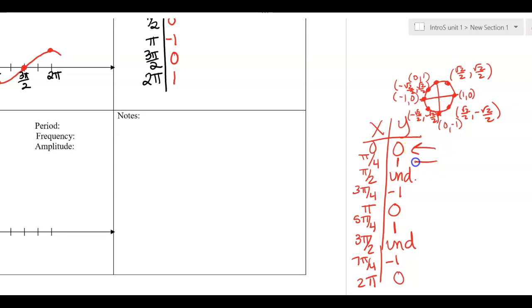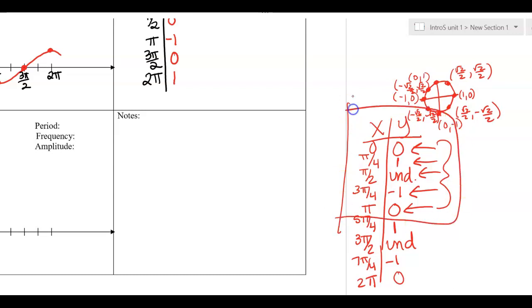Here's 0, it goes 0, 1, undefined, -1, 0. When it gets back to that 0, does it start repeating itself again? Yes, it does the same values in the exact same order. Then do I have to go all the way from 0 to 2 pi to see what one cycle of the tangent looks like? No, I only have to go how far? From 0 to pi. So that means I only need these values for my parent function. Okay, so we are going to use this portion of the table as our parent function.